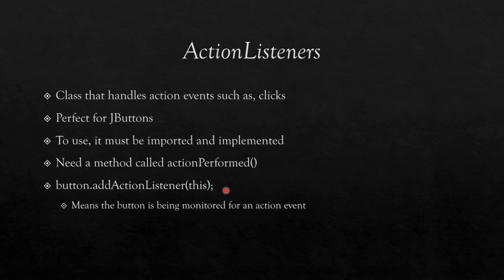Then you have button.addActionListener. This means that your button is being monitored for an action event. It is listening or watching for something that happens to something. So in this case, it's going to be listening or watching for when the user clicks on a button, and then it will do what you set it to do.